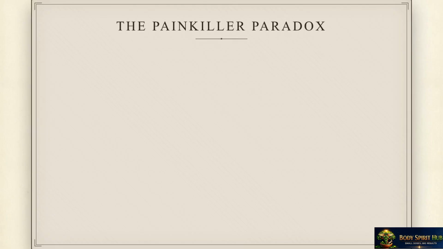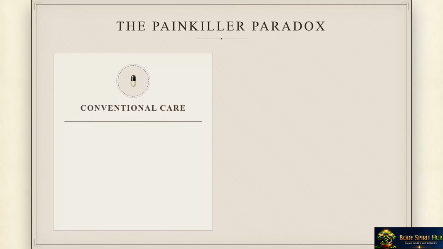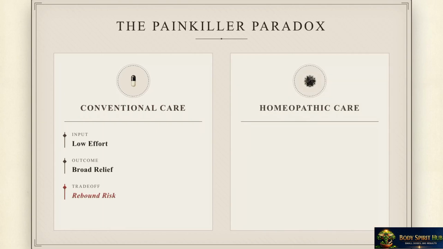This table breaks down the specific trade-off. Under conventional care, the input is low. You swallow a pill. The outcome is blanket relief in 30 minutes. But the trade-off is that it ignores your triggers and carries a rebound risk.